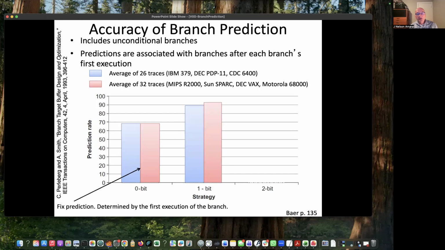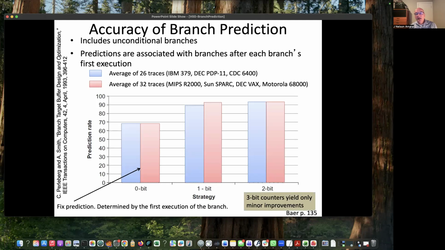The 1-bit predictor takes this accuracy to around 90%. And there is a little difference between the big mainframes and the microprocessors. With the 2-bit branch prediction, we have a slight increase for the mainframes, and the microprocessors are quite similar to the 1-bit prediction in this study. And then a 3-bit counter yields very minor improvements, and they decided that you should not consider a 3-bit counter.